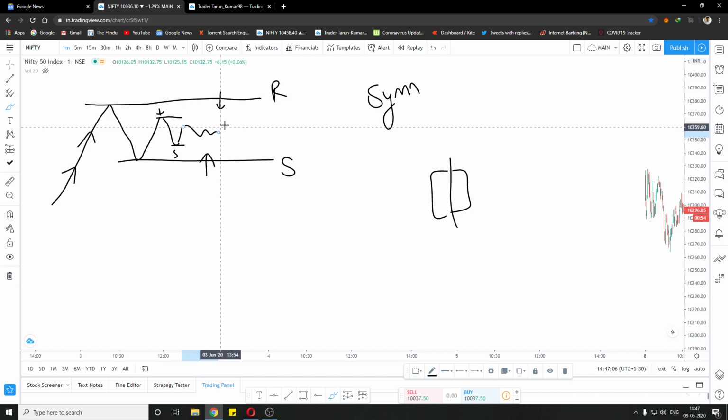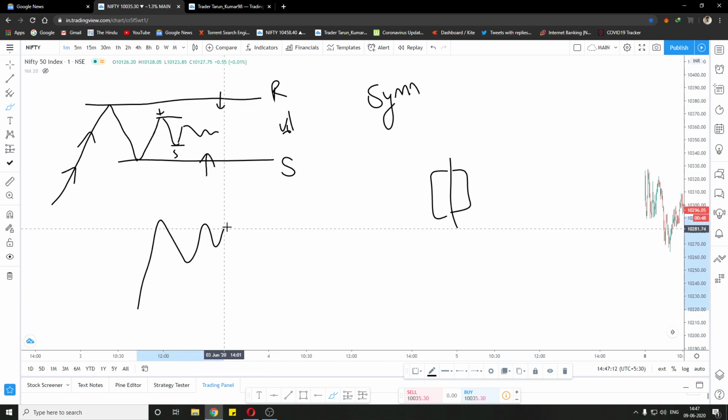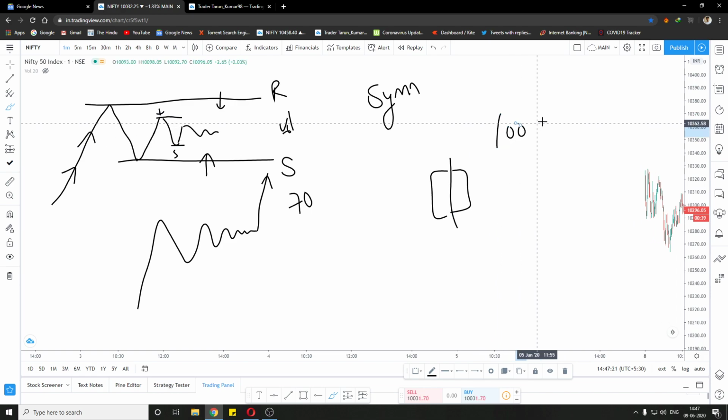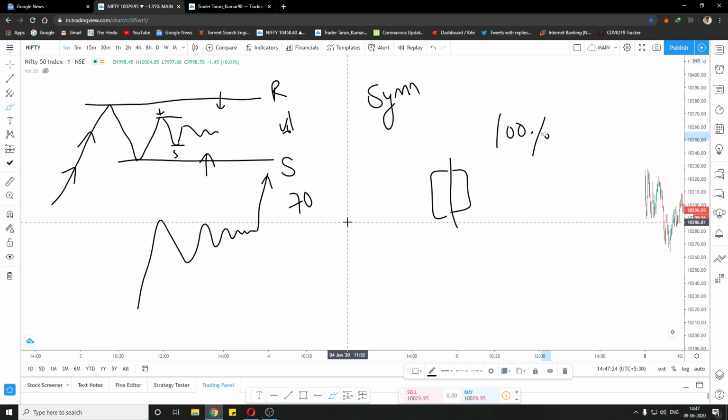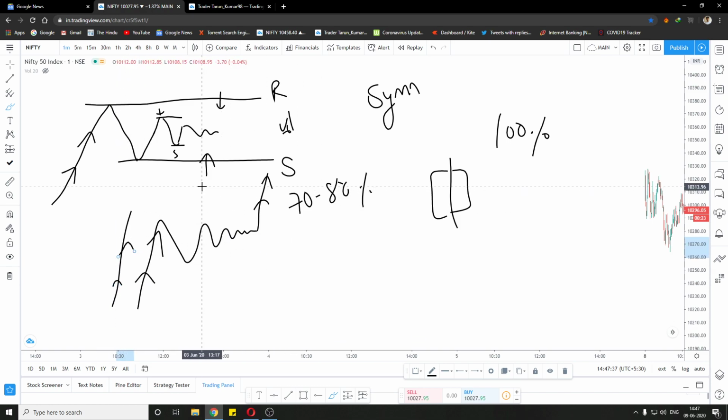In this pattern, we see volatility getting less, and finally, when the volatility is very low and the market has nowhere to go, we finally have a breakout. No pattern is 100% accurate, so you must know that. 70 to 80% of the time in a symmetrical triangle, the breakout will be in the direction of the trend, which was in this case an uptrend. So this is our symmetrical triangle.